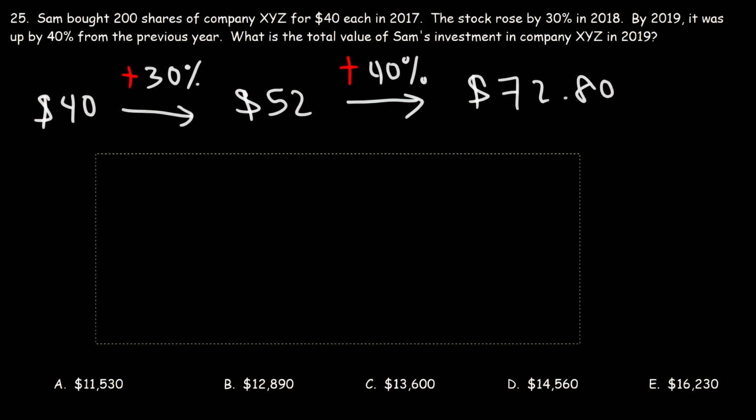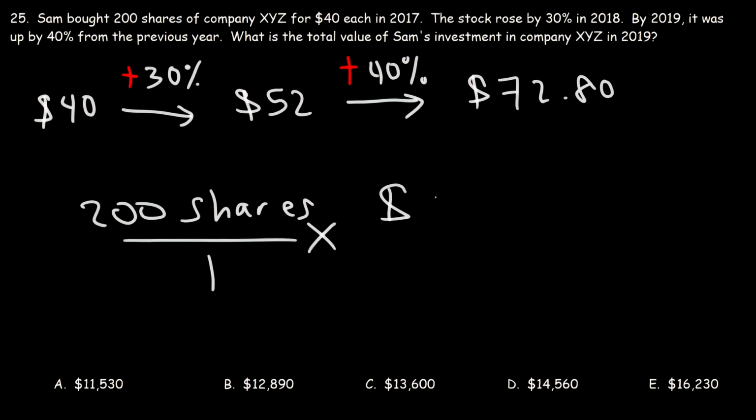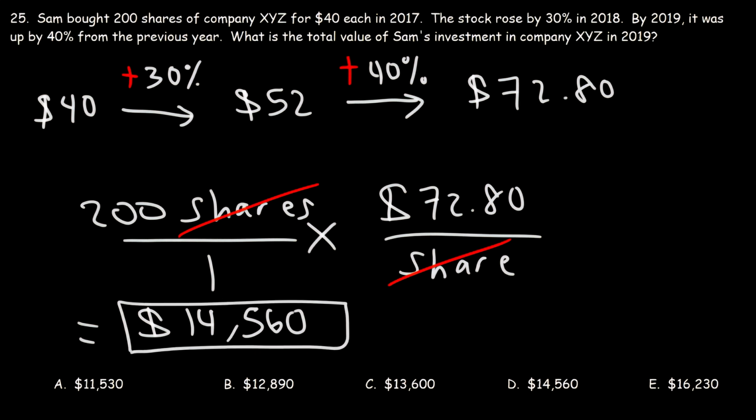Now Sam owns 200 shares of company XYZ, and each share is $72.80. So we need to multiply 200 by 72.80. And so his current investment is $14,560. So that's how much his investment in the company is worth by 2019.